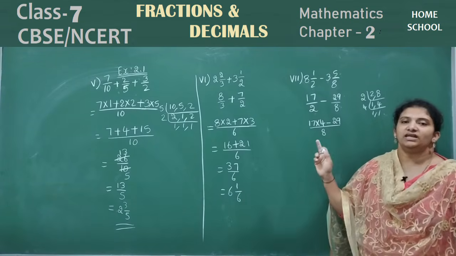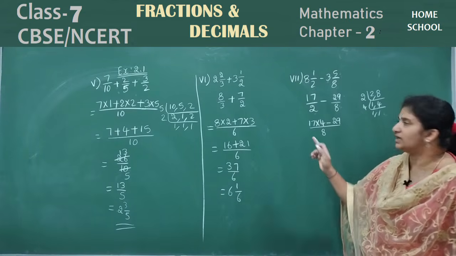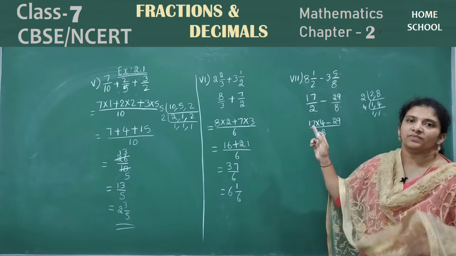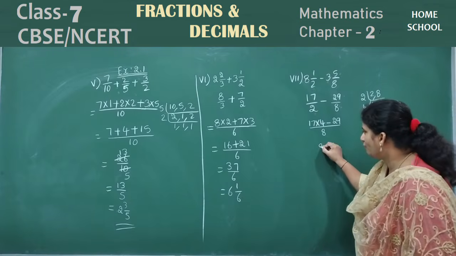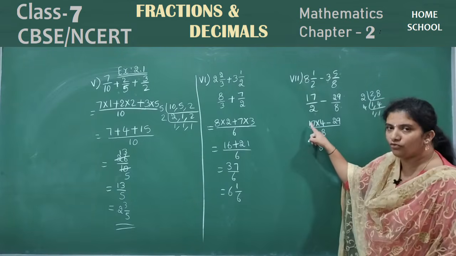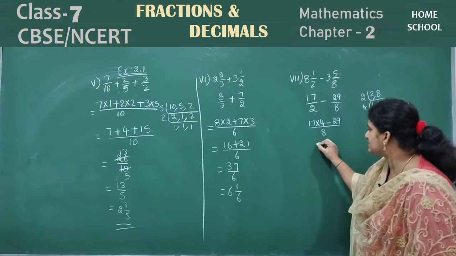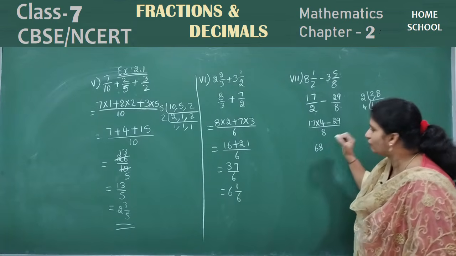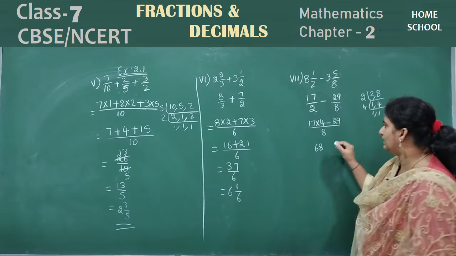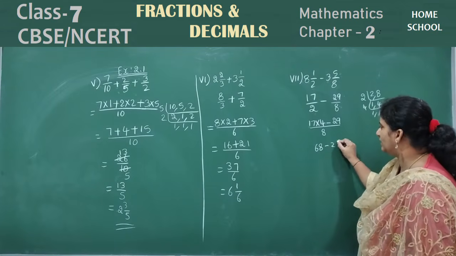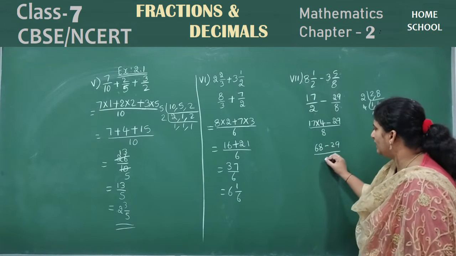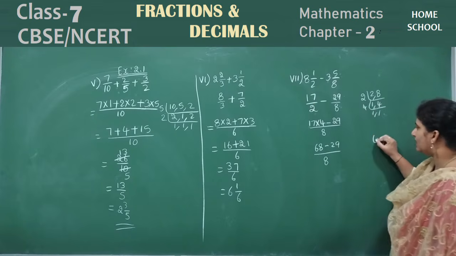Now 17 4s are how much here, children? 7 4s are 28, right? 4 1s are 4. 4 plus 2 will be 6. That is 17 4s are 68 minus 29 by 8. Now just subtract here.